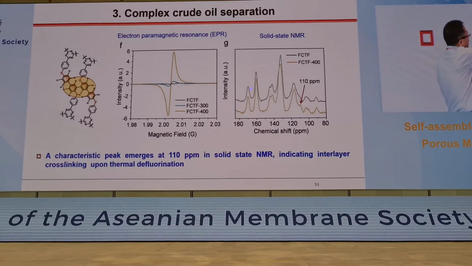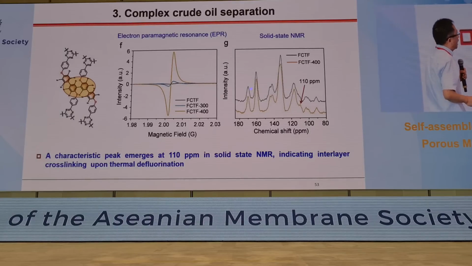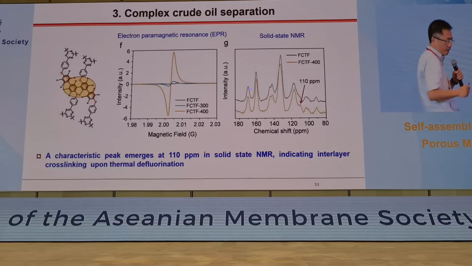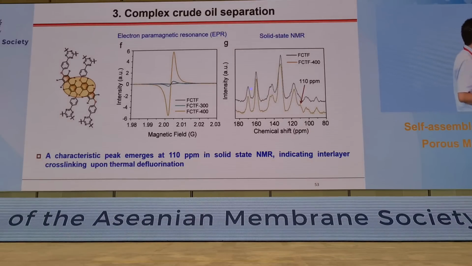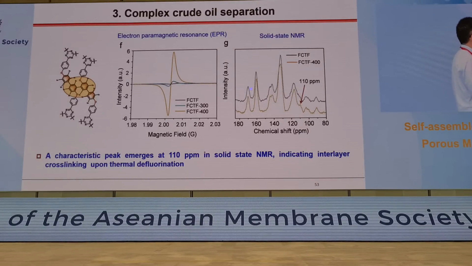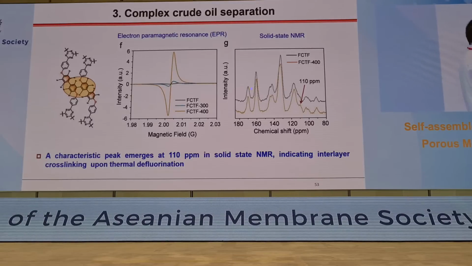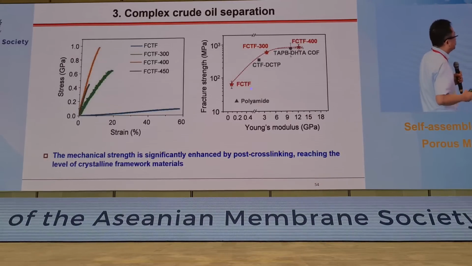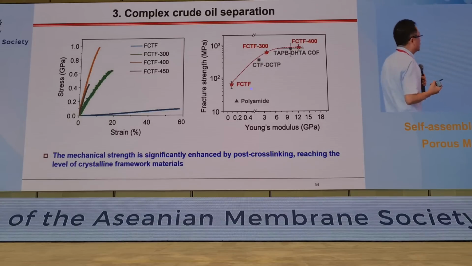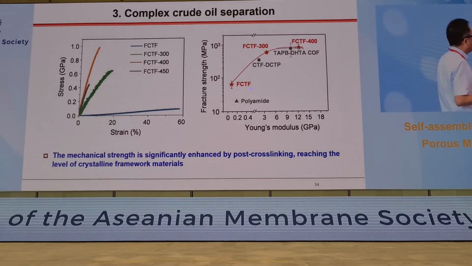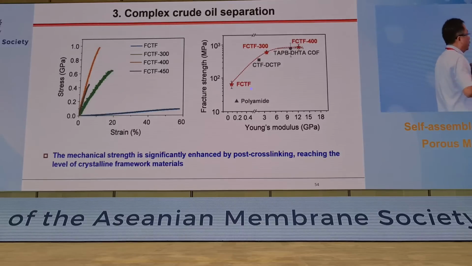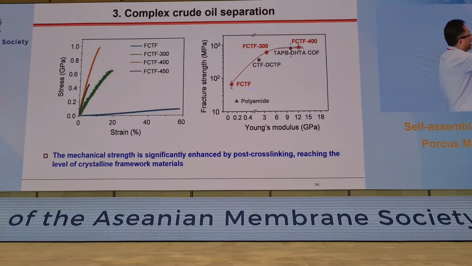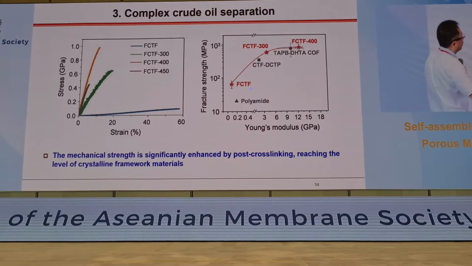So we also found a new peak at 110 ppm appears in the NMR spectroscopy. This one comes from the strong coupling between the adjacent benzene rings after cross-link. So we also checked the mechanical strength of the cross-linked film. We found with the cross-link temperature increase, actually the mechanical strength of the membrane also increased.